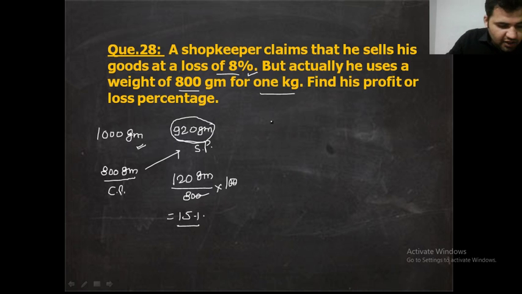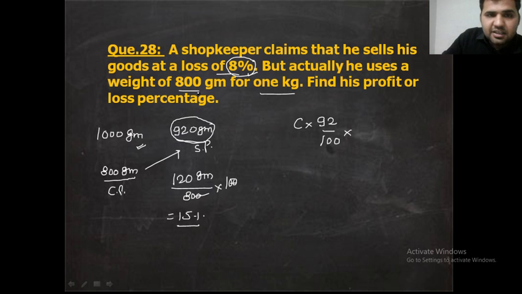Let me give you a shortcut approach to this question. This is the fractional method to solve this question. Just understand the meaning of this. When he claimed that he's selling the product at a loss of 8%, what is the meaning of loss of 8%? That means he is selling the product at 92% of the cost price. So the first multiplying factor you will get would be 92 by 100.